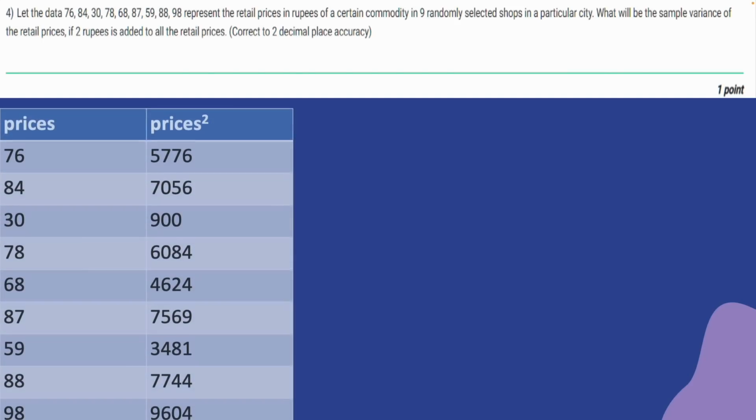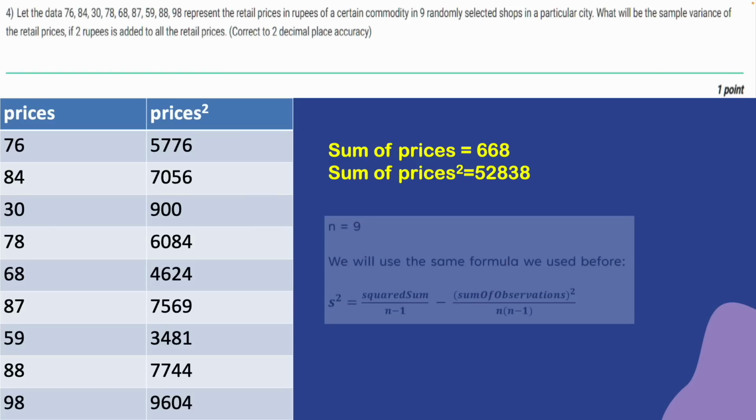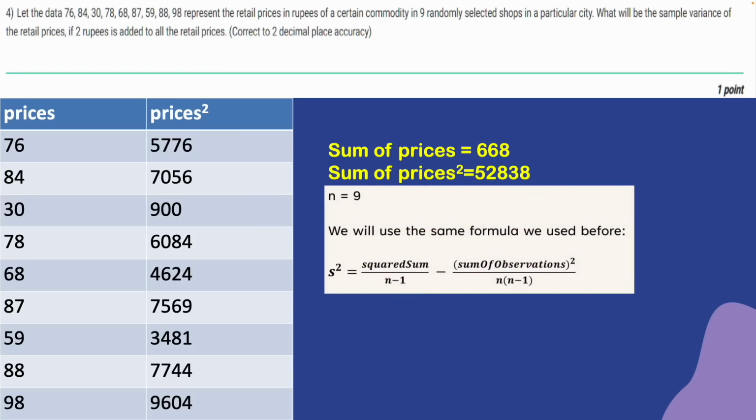Okay, so first we are going to make a table listing all the prices, and we are also going to square them, and the sum of prices will be 668 and the sum of prices squared will be 52838. And then over here n equals 9, that means total observations equals 9, and we are going to apply the formula of sample variance.